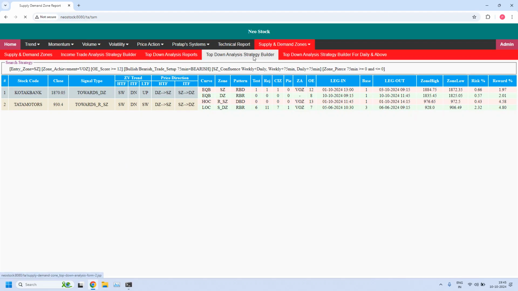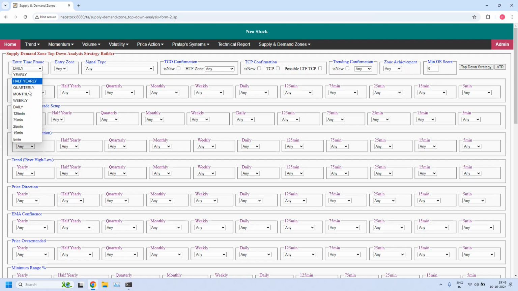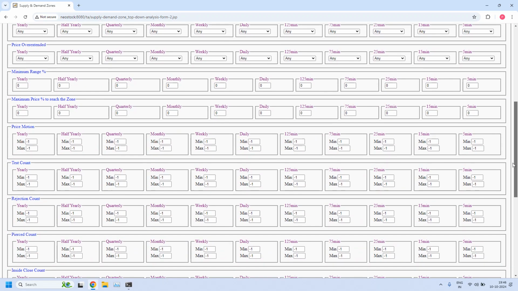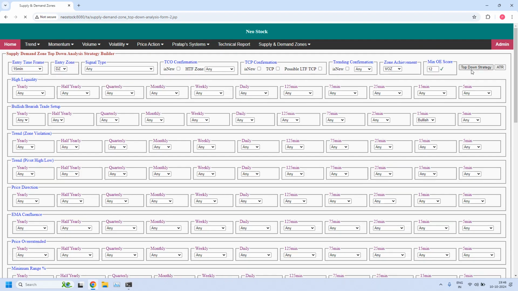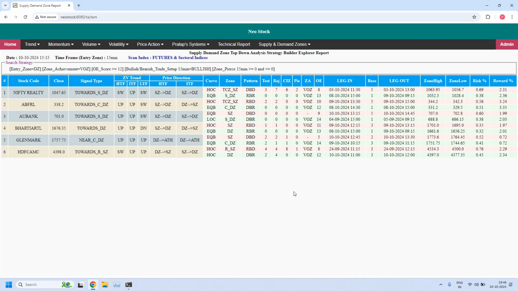Next, let us look for bullish trade setup for daily income trade, that is entry time frame 15 minutes. Entry zone is a demand zone. And in 15 minutes, I am selecting bullish. Pierced count, I am setting 15 minutes minimum value 0, maximum value 0, zone achievement violated opposing zone, minimum order enhancer score 12. All the three filters are applied to 15 minutes demand zone. 6 stocks are filtered and supporting bullish trade setup for daily income trade.